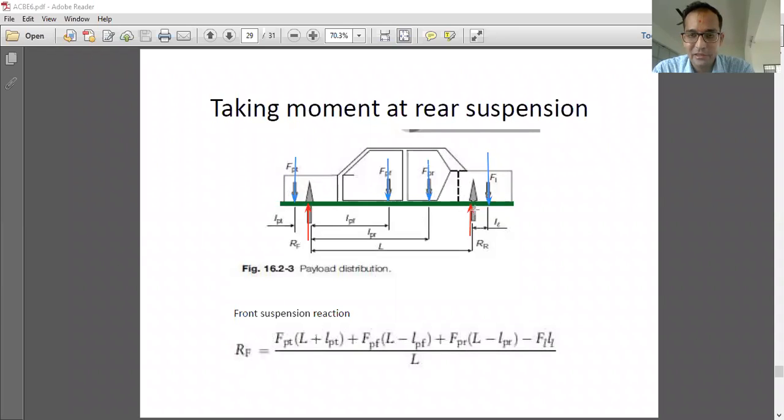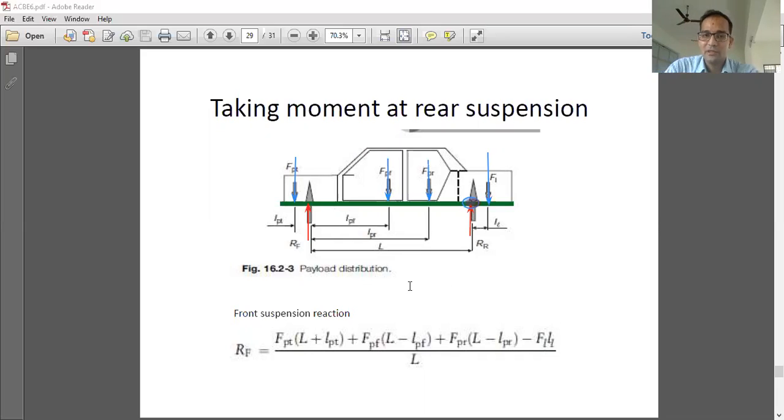Now we can take the moment at two different regions. I am taking moment over here. I hope you will be able to see. If you are clear about how the moments are counted in a simply supported beam, then you will be able to understand clearly how you will be able to analyze the condition. So this is the component at which I need to have a particular moment. Now I'll draft the equation for it. So my equation is going to be like this, taking moment at rear suspension RR.